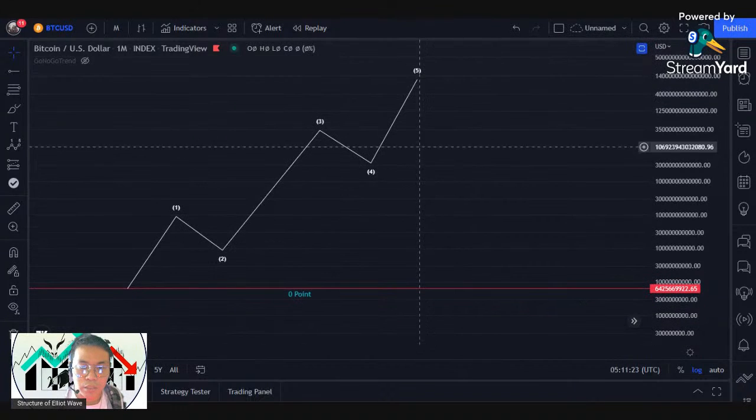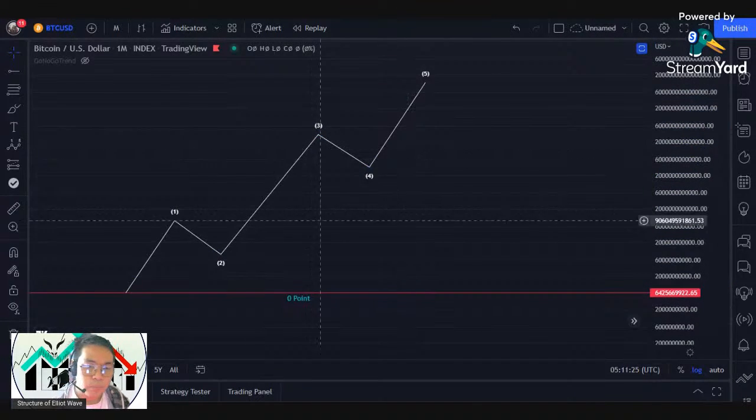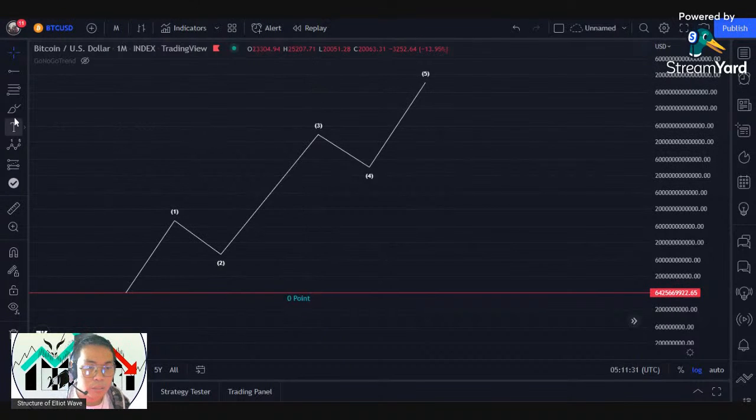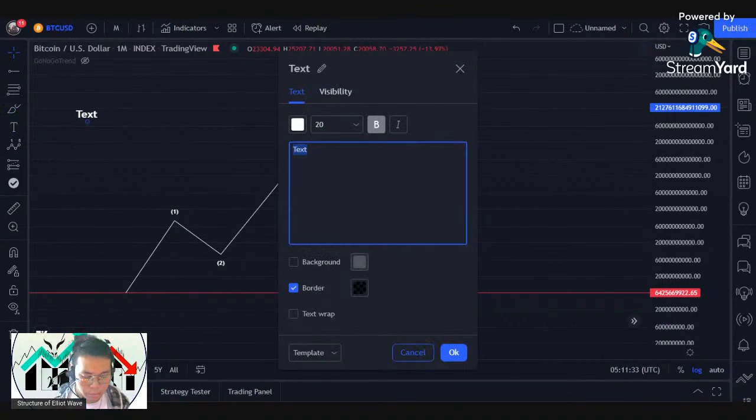This is what we call the zero point. Now, we have 5 waves and they have rules. First, wave 2 does not touch or retrace 100% of wave 1.